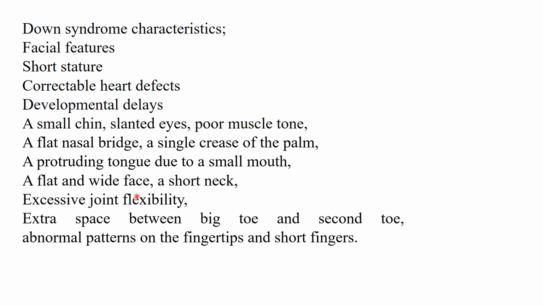A flat and wide face, short neck, excessive joint flexibility, extra space between the big toe and the second toe, abnormal patterns on the fingertips and short fingers. These are different characteristics of Down syndrome. A person or child having Down syndrome or trisomy 21 exhibits these types of features. These features are not necessarily all present, but normally these features are present.